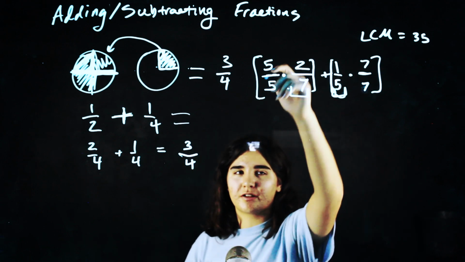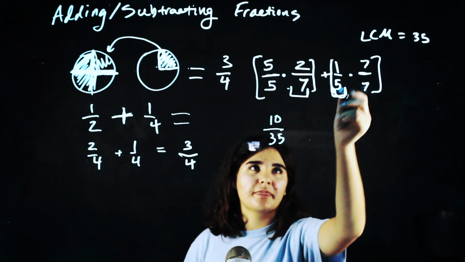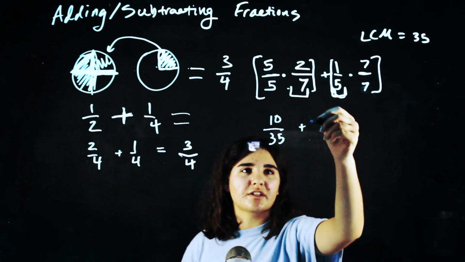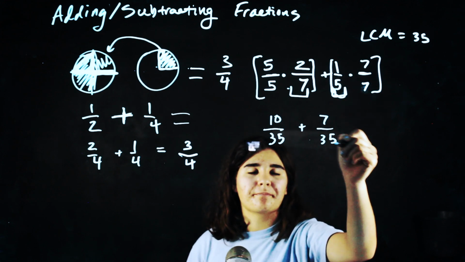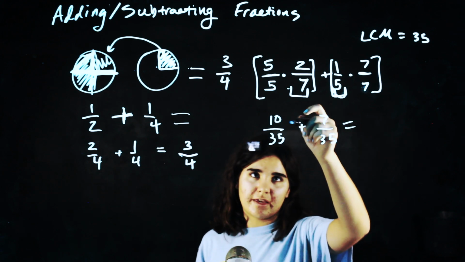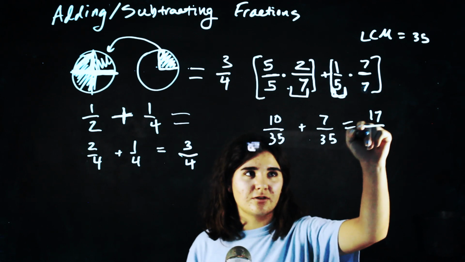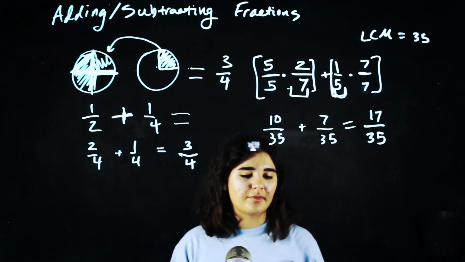So in this case, we're again just going to multiply across. We get 10 over 35 here, plus 1 times 7 is 7 over 35 here. And now, because the denominators are the same, we can just add the tops. So 10 plus 7 is going to be 17 over 35.